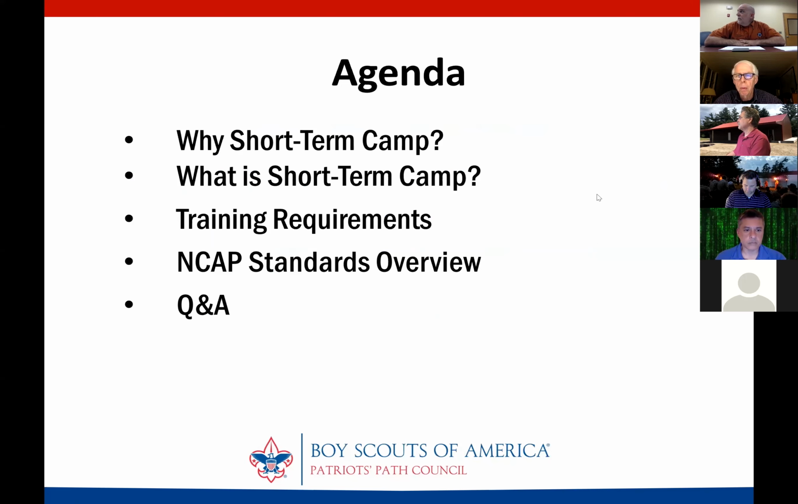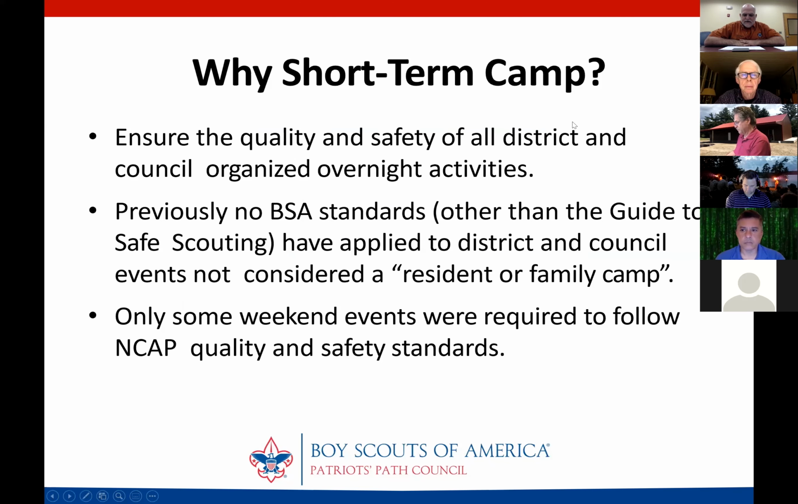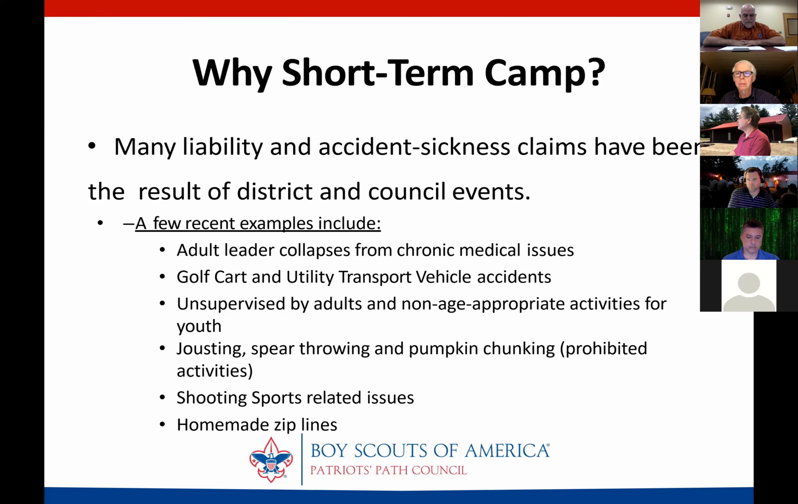Many of the liability claims and accident and sickness claims that we had resulted from council and district activities. A few recent ones you can see on the screen: adult leader collapses from chronic medical issues, and that happened to us right here at Patriots Path Council last fall with a parent who actually had a heart attack on the way to the rifle range at Alamuchy. Golf cart and utility vehicles are always a big accident point in the BSA, and they occur quite a bit on council and district events. You can see other things like shooting sports injuries, homemade zip line injuries, things like that.